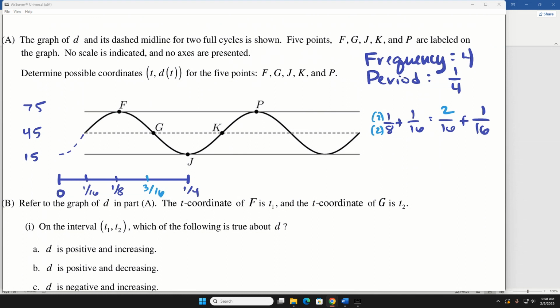Okay. Now I need to be able to go all the way to P. So I have a couple more points I need on this horizontal axis. And so I would do the same thing. I would still take the 1/4 and add a 16th to it.